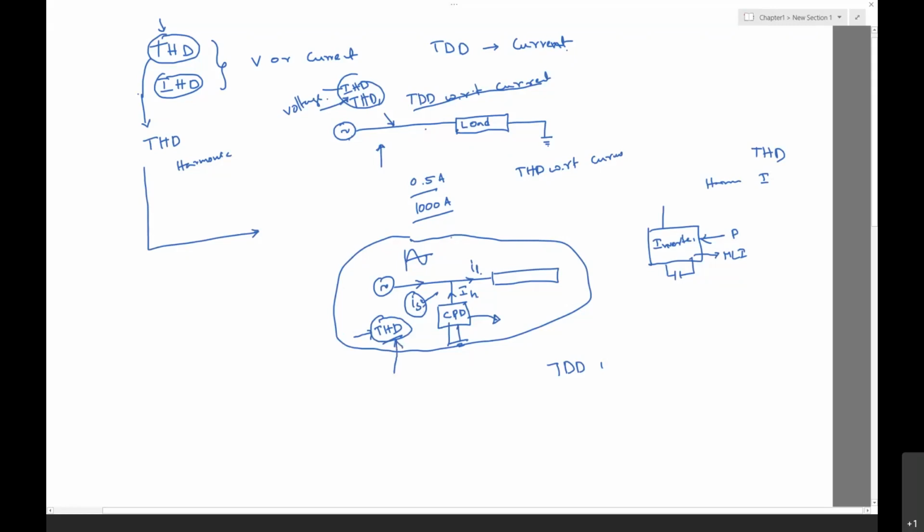For a system where you don't have any custom power devices, measuring the TDD with respect to the current is an appropriate solution. With respect to the voltage, measuring the individual harmonic distortion and THD is appropriate when you don't have the custom power devices. Suppose this point is a point of common coupling where your custom power device, the load and the electricity supply have been connected. This is called the point of common coupling.